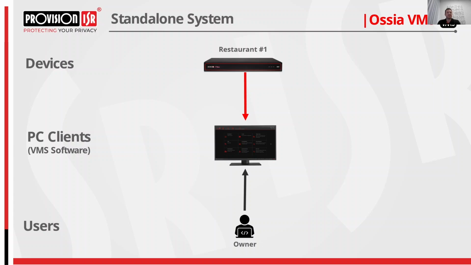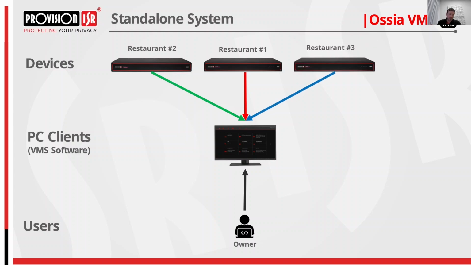Now, let's say things get slightly more complicated. Maybe he starts to grow and expands and he buys another restaurant. Not a problem. He installs a Provision-ISR NVR at his second restaurant, and he adds the second NVR to his computer. And now he can view both restaurants off one computer. Cool. Later on down the line, he decides to buy a third restaurant. Also not an issue. It's one user with three NVRs. Perfect. It's a perfect scenario for standalone standard software.